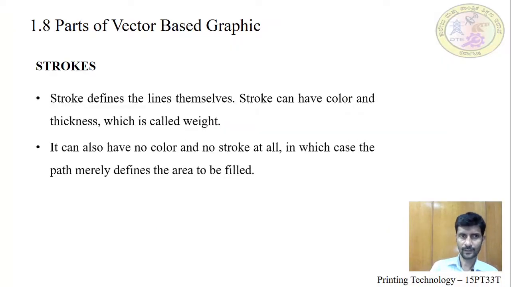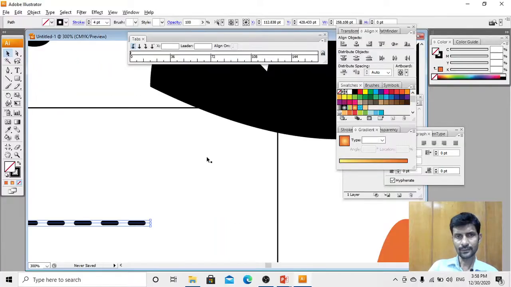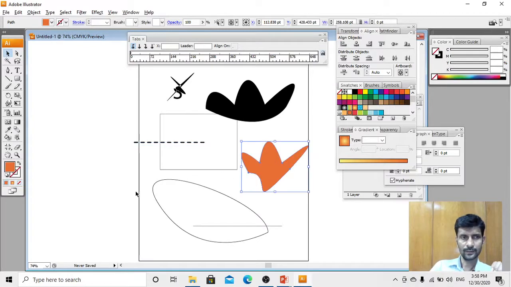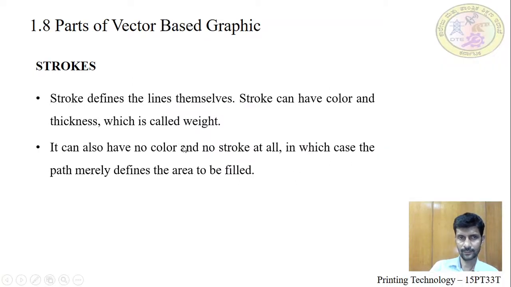Next, it can also have no color and no strokes at all, in which case the path merely defines the area to be filled. I will show you that also. See, this is the color without stroke outside. The inside only has fill, it creates the illusion of a stroke. This is the meaning of this one, in which case the path merely defines the area to be filled.